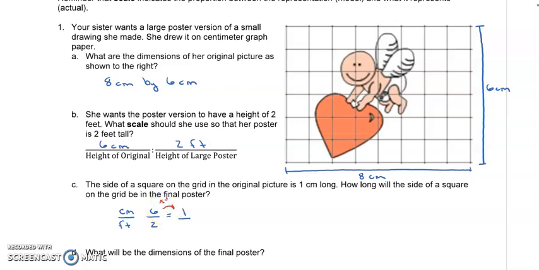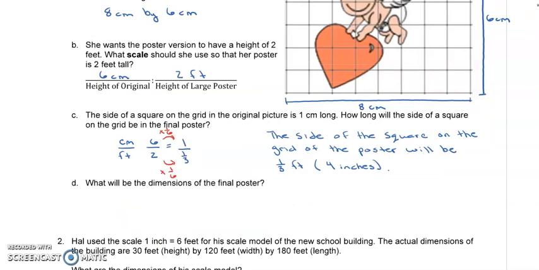So I'm going to multiply the top and the bottom by 1/6, and I get 1/3. So for every 1 centimeter square, I'm going to see that 1/3 of a foot, or 4 inches. So the side of the square on the grid of the poster will be 4 inches, or 1/3 of a foot. So go ahead and write that out in a sentence, please. So again, the side of the square on the grid of the poster will be 1/3 of a foot, or will be 4 inches.